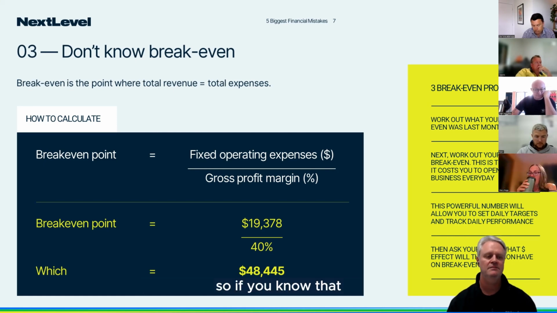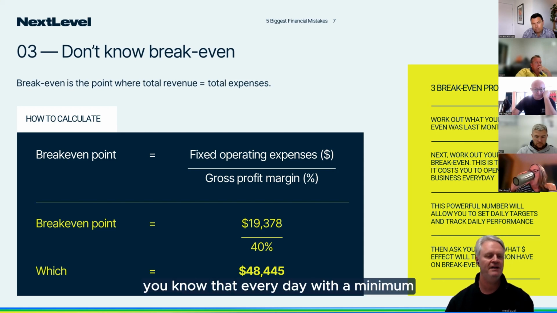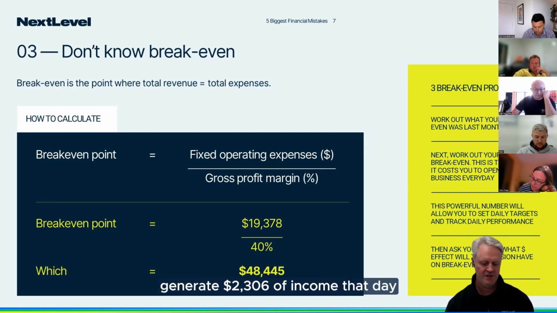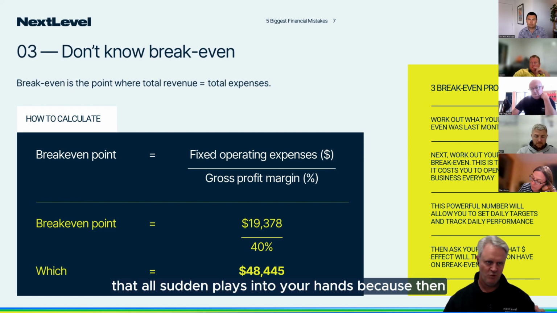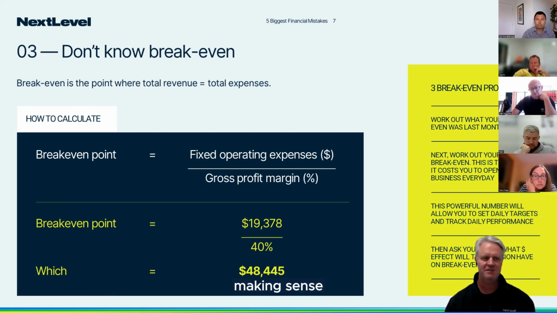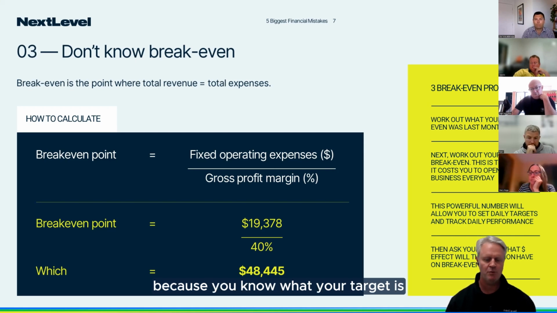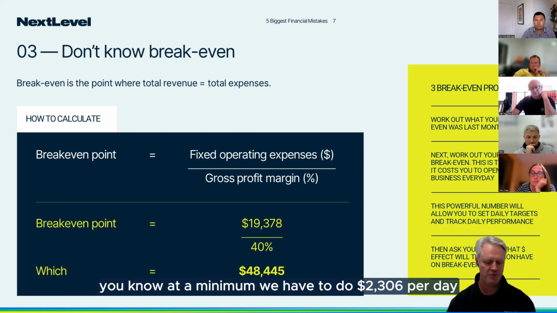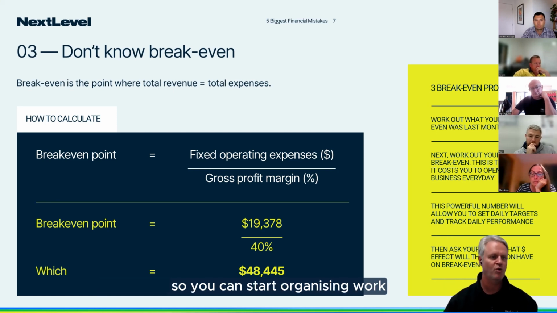So if you know that, then you can set a target. You know that every day, at a minimum, your business needs to generate $2,306 of income that day. That all of a sudden plays into your hands because then making sense of the numbers becomes so much simpler because you know what your target is. Look, we just have, at a minimum, we have to do $2,306 per day. So you can start organizing work to exceed those sorts of targets.